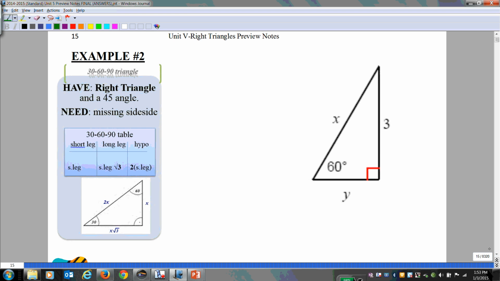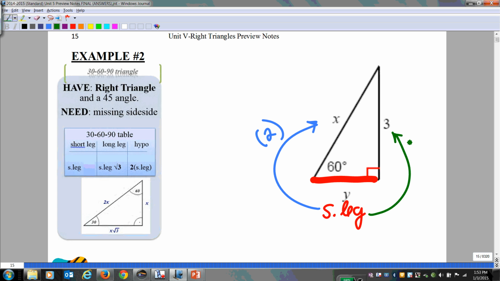Okay, so right here we have, let's label short leg, long leg, hypo. Always start with your short leg. This is the short leg. So short leg. And the pattern is this. To go from the short leg to the hypo, we times by 2. And this way, to go from the short leg to the long leg, we times by root 3. Now I know that this is the short leg because that's 30 degrees and that's the smallest.